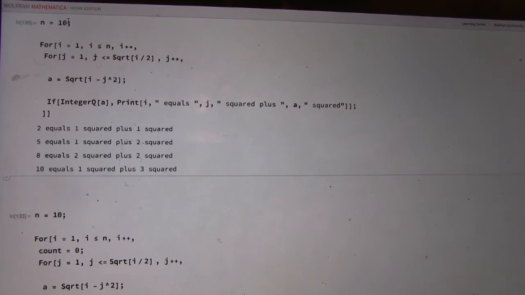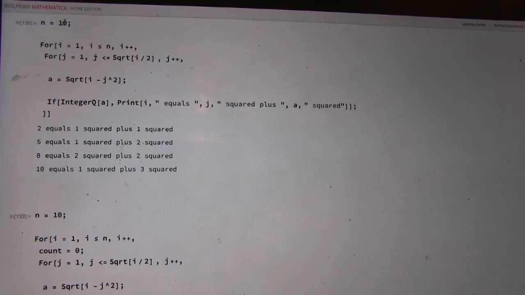All right, so let's run it. All right, so there they are up to 10. 2 is 1 squared plus 1 squared. 5 is 1 squared plus 2 squared. 8 is 2 squared plus 2 squared. 10 is 1 squared plus 3 squared. Yep. Right? But we could make this go up as high as we wanted.